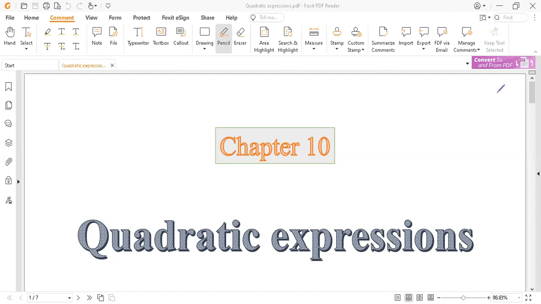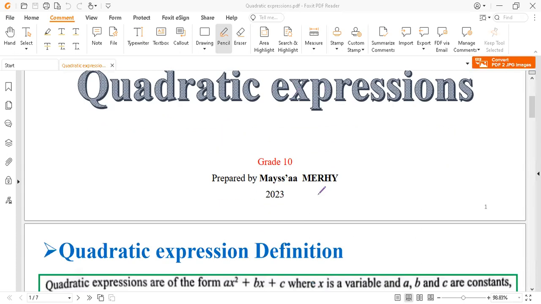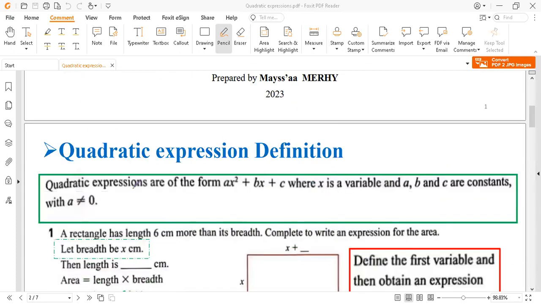And we are going to start with the quadratic expressions, its definition. So first of all, we should know that a quadratic expression is any expression in the form of ax squared plus bx plus c, where a, b, and c are constants, and with the only restriction, which is that a shouldn't be equal to 0.